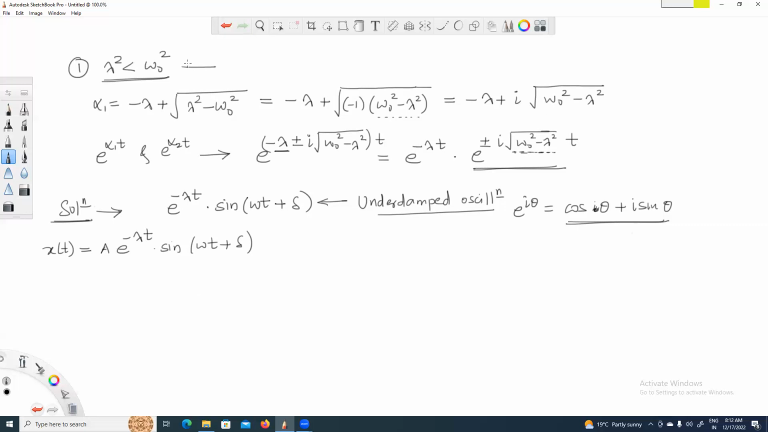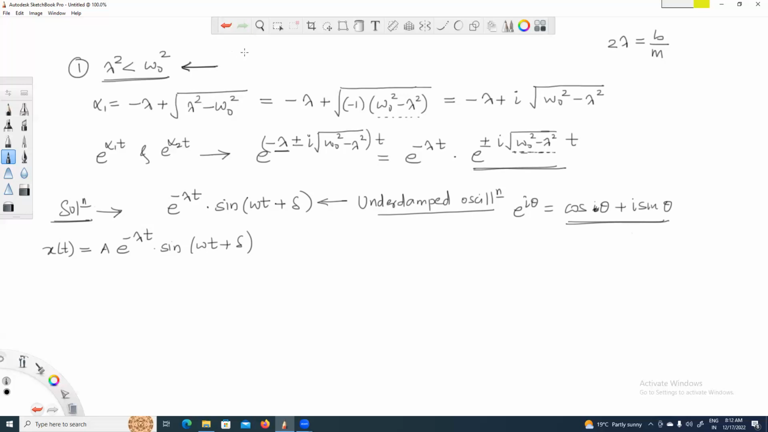So let's look at the condition again here. For the underdamped oscillation, our lambda square is less than omega naught square. Lambda is equal to b, that is, 2 lambda is equal to b over m. I might have written by mistake lambda equals b over m in the last slide, so correct it if I was wrong. 2 lambda equals b over m, so lambda is b over 2m.